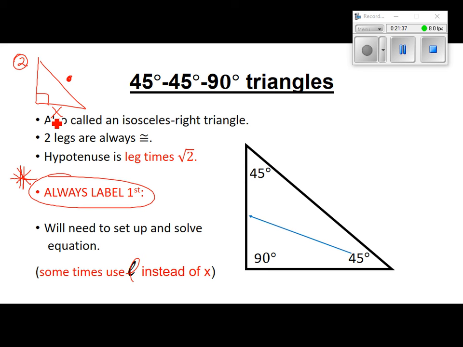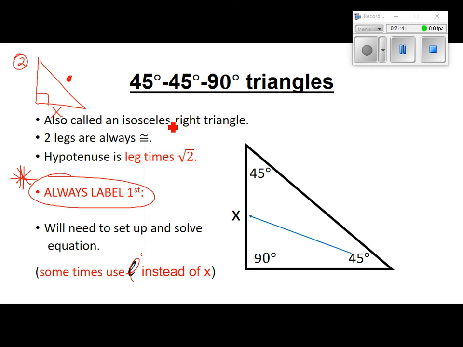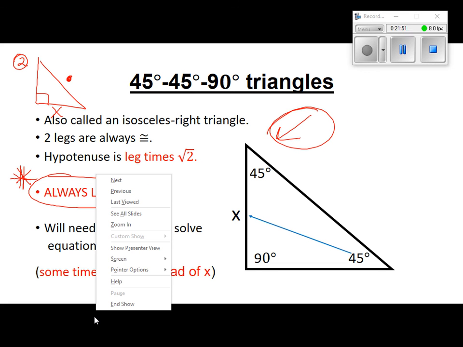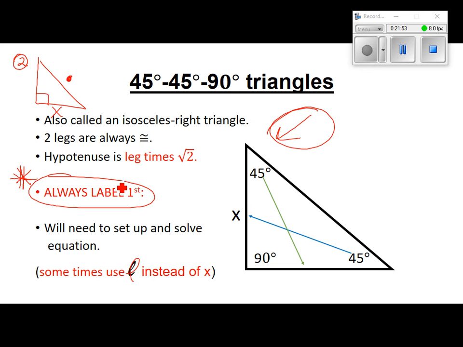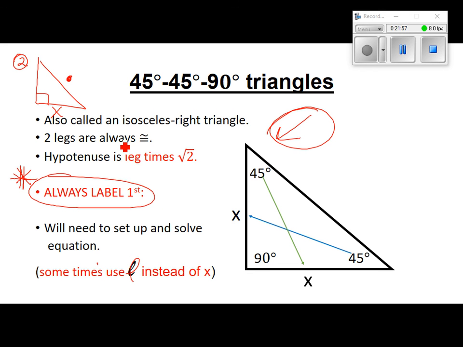Notice here, first thing I did, side across from the 45-degree angle. I'm going to label that side X. Should write all this down. This right here that we're doing, all of this is the important stuff. Guess what the side across from the other 45-degree angle is going to be labeled? Same thing, X. The side across from the right angle.